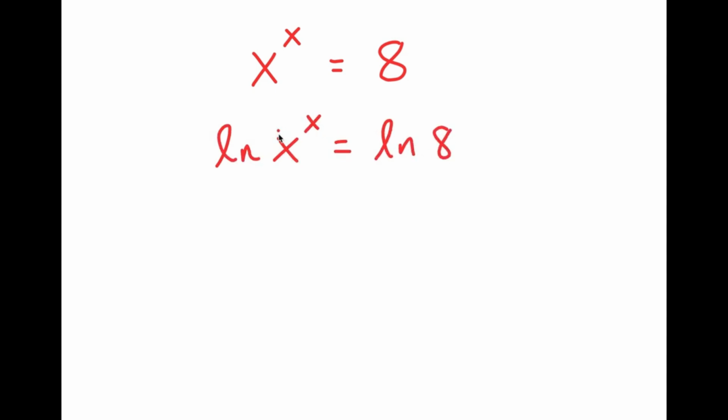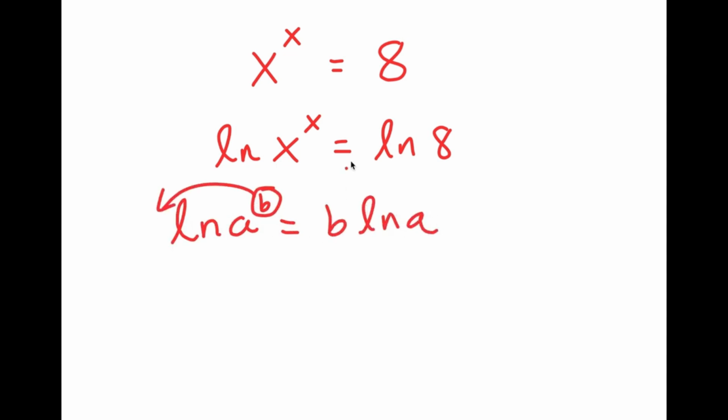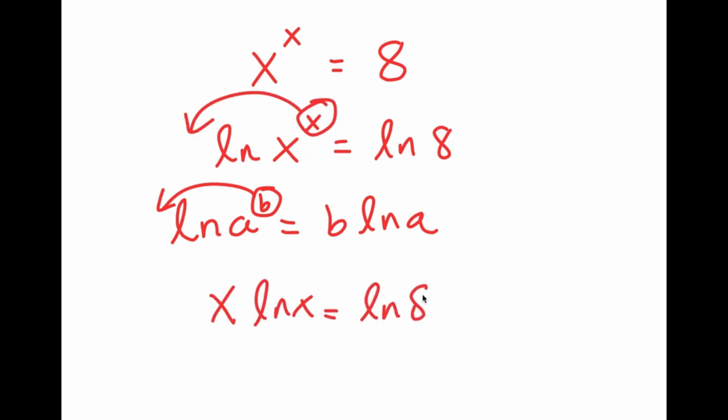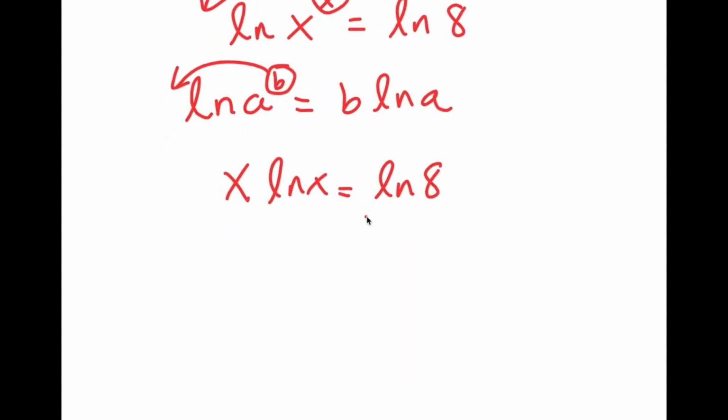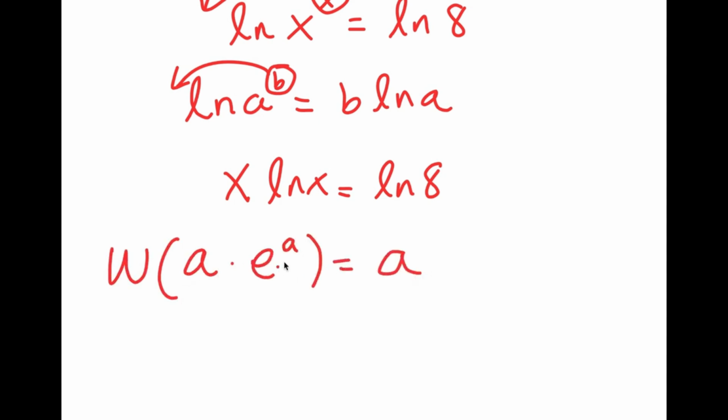And a helpful property that comes with logarithms is that if I have something in the form ln a to the power of b, I can move this exponent to the front, so this turns into b times ln a. So in this case, I have ln x to the power of x, and I can move x to the front. So now I get x times ln x is equal to ln 8. Now from here, I'm going to use another formula that states that if I have something in the form W of a times e to the power of a, this is equal to a. And this is something known as the Lambert W formula.